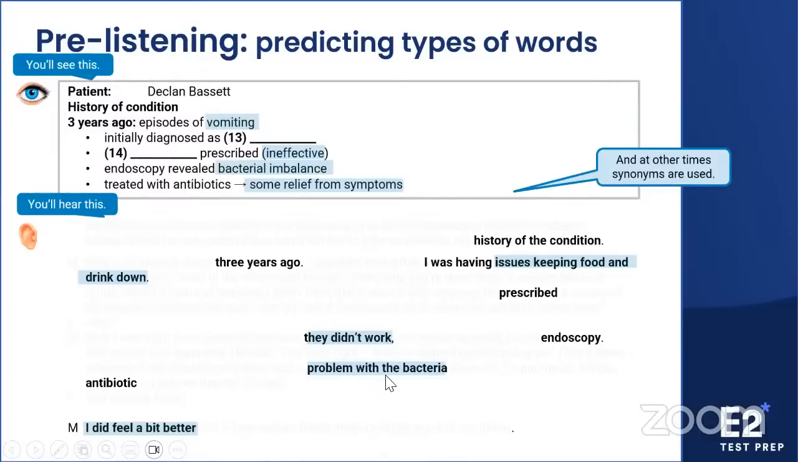Problem with the bacteria, okay, is paraphrased from bacterial imbalance. Endoscopy, well, they say that. An antibiotic is said exactly the same. I did feel a bit better. Well, that matches led to some relief from symptoms, right? So this is a nice example to see how the words you will hear are sometimes the same, but they're sometimes going to be paraphrased to those written on your exam paper. You need to be flexible.